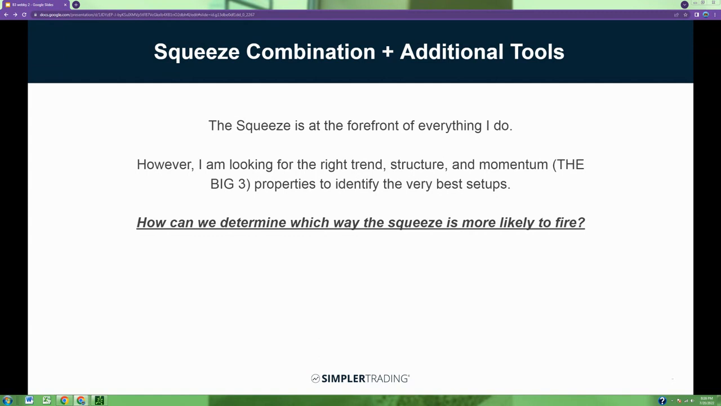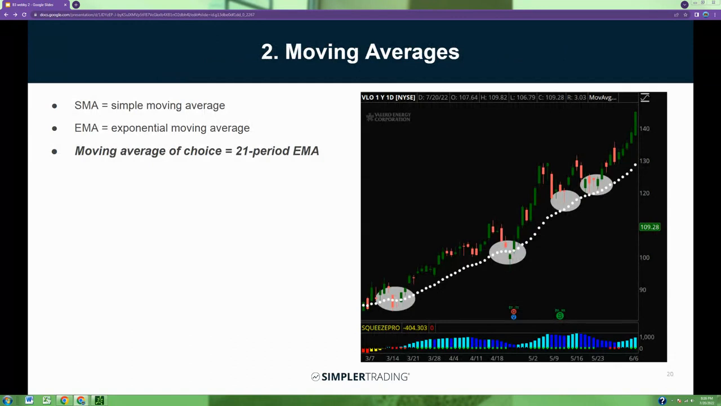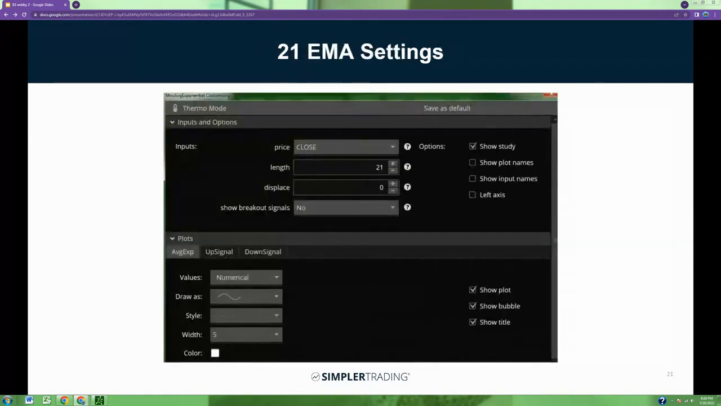The big three is trend, it's your structure, and it's your momentum. So for starters, in addition to our squeeze, our beloved squeeze, we all need a few good moving averages to anchor to. Personally, for me, the 21 EMA, the 21 period exponential moving average, is my moving average of choice. This serves as the mean, this serves as the home base. Pretty straightforward, regardless of the time frame. This is where I'm typically looking to take my entries on bullish and bearish trades.